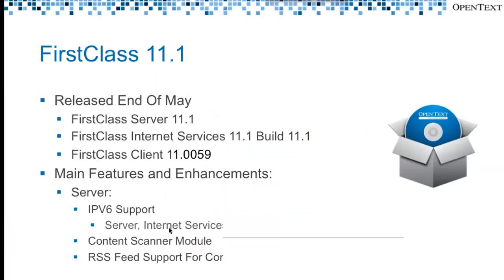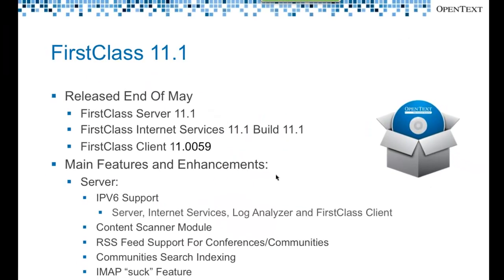So some of the major points for us to hit, as I mentioned previously, was released at the end of May. Some of the components were the core server, internet services, and the client that went out. Main features of the FirstClass server, IPv6 support was introduced for the first time for the server and internet services. Obviously, we can't ignore the fact that the internet is running out of IP addresses, so we now have IPv6 network support within FirstClass. And that also covers the FirstClass client and the FirstClass log analyzer as well.